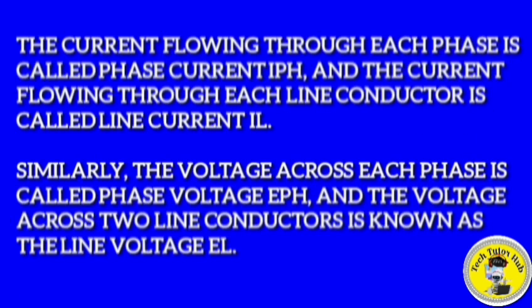Current flowing through each phase is called phase current, and the current flowing through each conductor is called conductor current or IL. Similarly, the voltage across each phase is called phase voltage. The voltage across the line is known as the line voltage, denoted as EL.